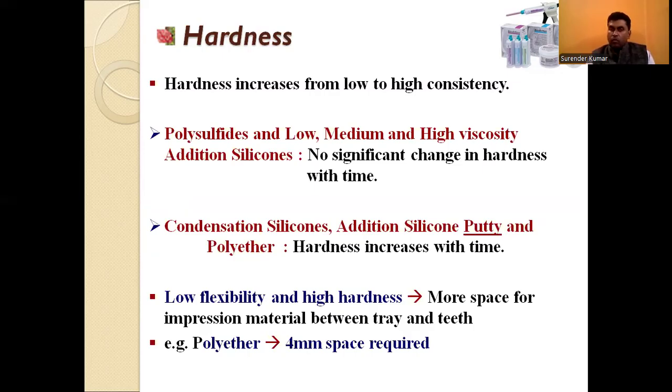Now, with low flexibility and high hardness, there needs to be more space for impression material between the tray and the teeth. Therefore, a material like polyether requires 4 mm of space between the teeth and the tray.